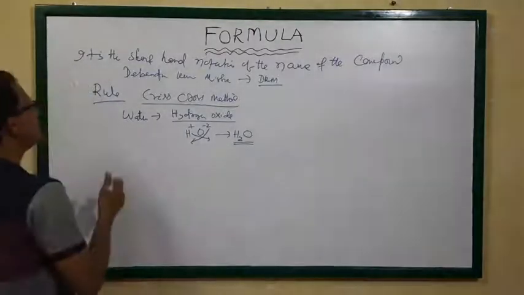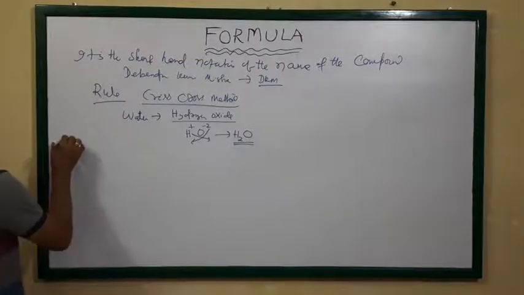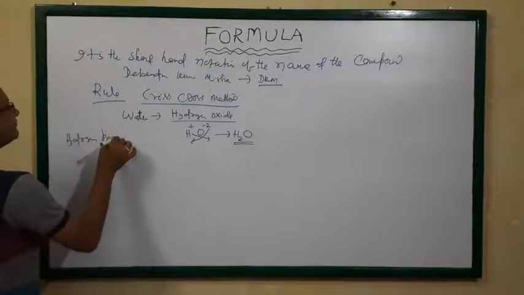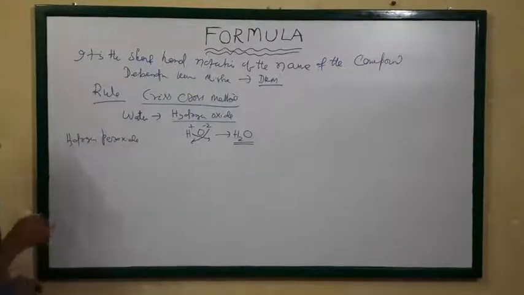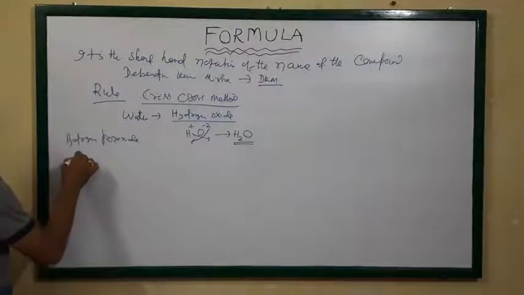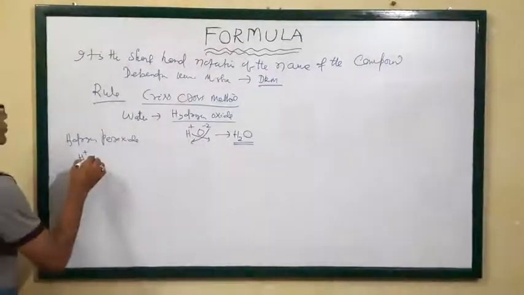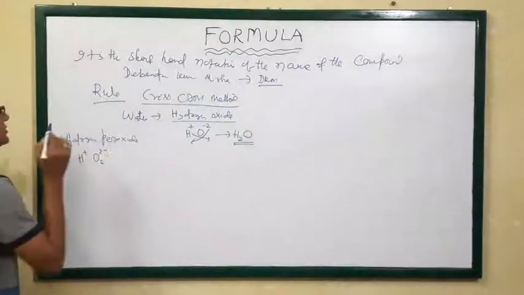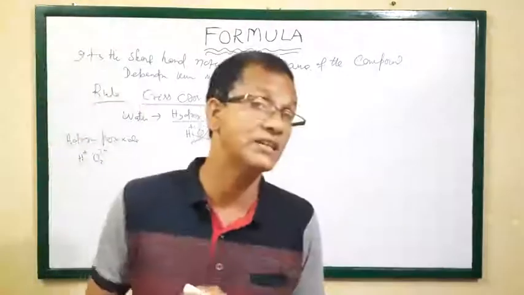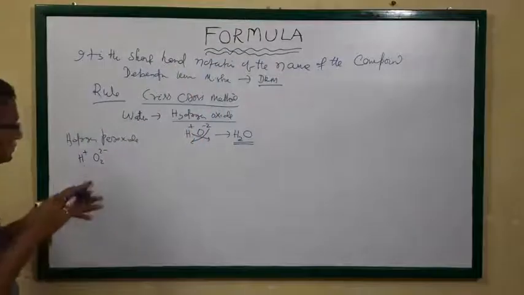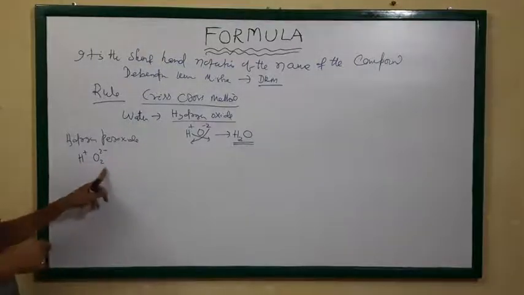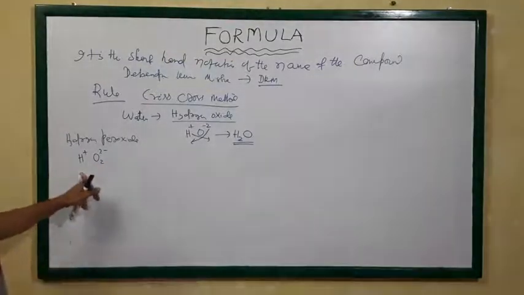For example, hydrogen peroxide. Hydrogen is H plus and peroxide is O2 2 minus. We have to remember the radicals. Last class we already discussed the radicals. So peroxide is O2 2 minus. You have to remember this peroxide radical, and hydrogen is always H plus.